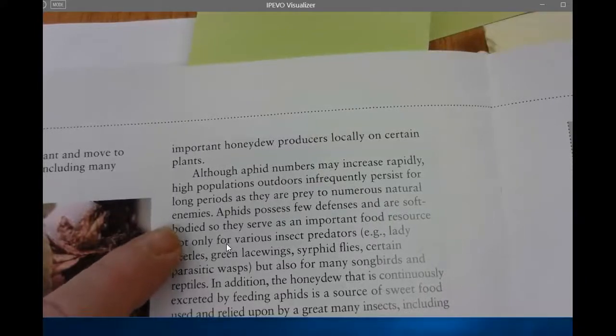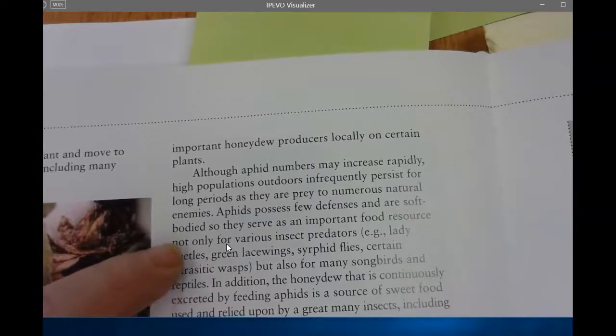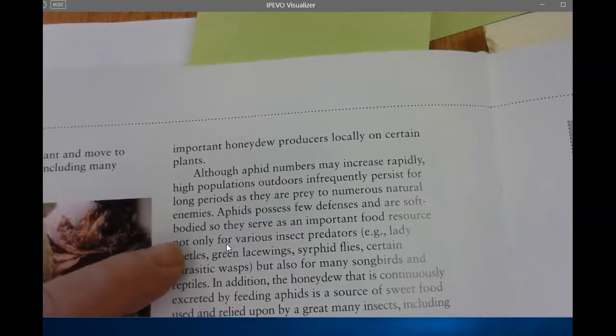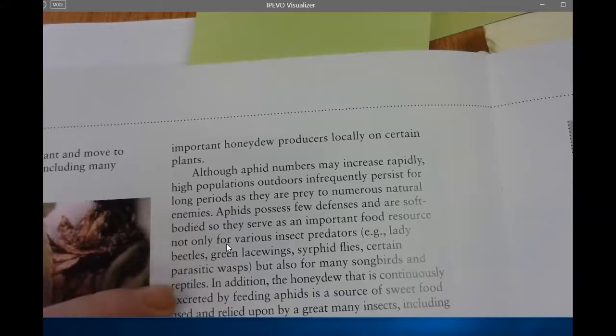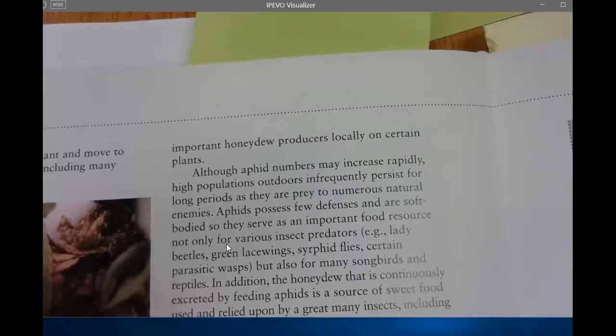There's a lot of predators for aphids, so usually they aren't as serious because the predators decrease their populations quite a bit. They don't have a lot of defenses because they're soft-bodied, but they're a primary source of food for lady beetles, green lacewings, syrphid flies, and parasitic wasps. So there are a lot of predators.